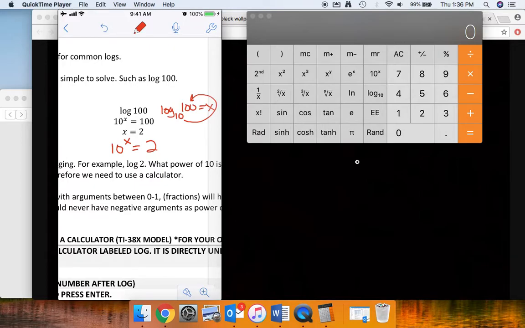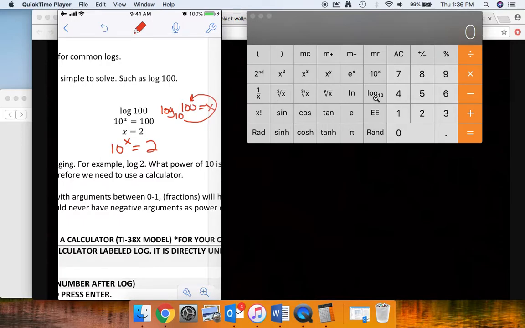Okay. Again, on yours, it's going to look a little different. I'm not going to take the time to go through every single model of calculator and show you where the log button is. But it's going to look something like this. In fact, it's going to be even simpler than that. It's just going to say log, L-O-G. So go ahead, take a moment, find your log button.